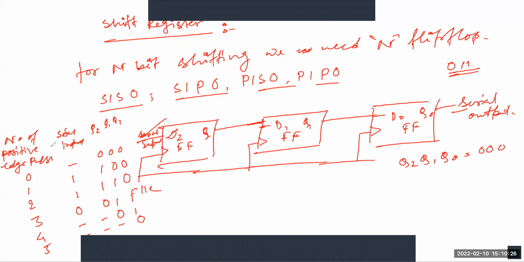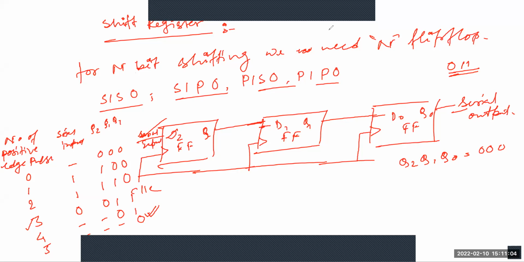From this table we can see that the 1 is received at the LSB at the third positive clock pulse, and the MSB, that is 0, is received at the fifth positive edge clock pulse. So from this table we can conclude that the 3-bit SIPO shift register requires 5 clock pulses in order to produce the valid output.